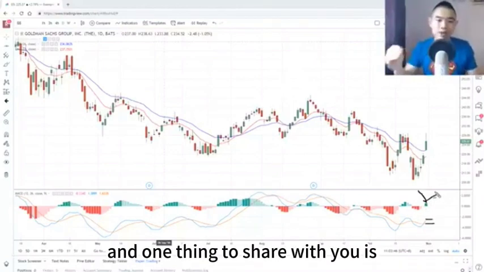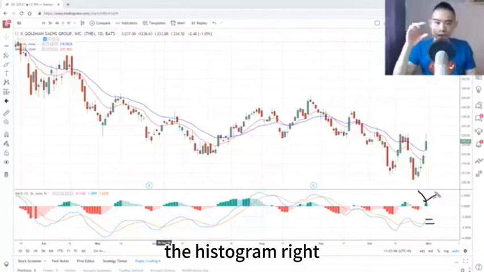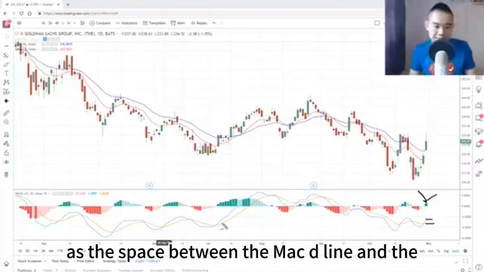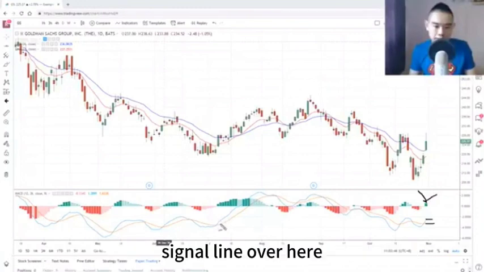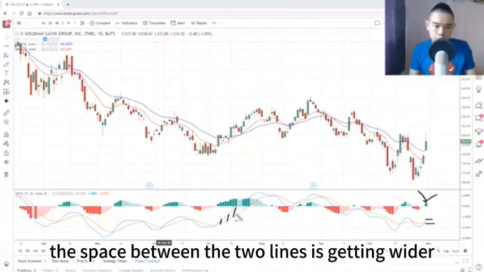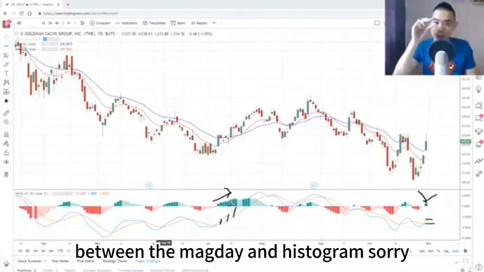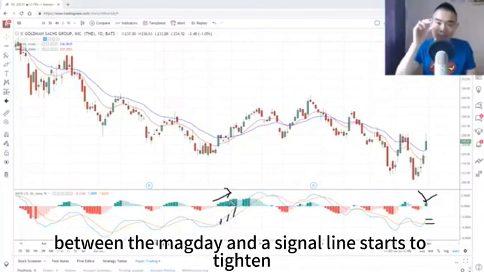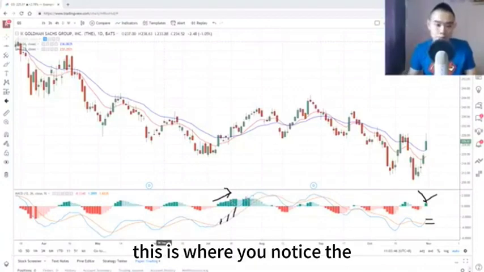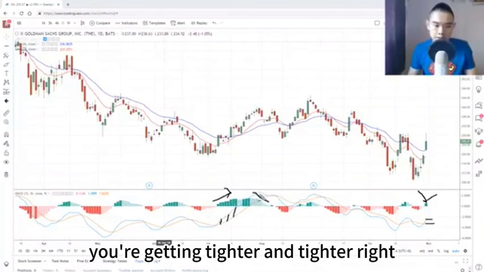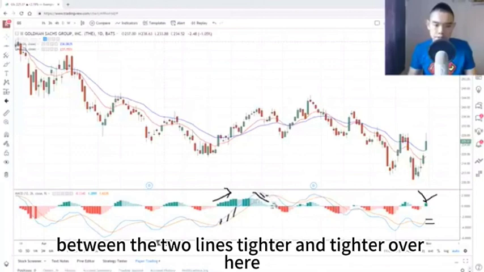Simple. And one thing to share with you about the histogram is that it measures momentum in the market. You can see that as the space between the MACD line and the signal line gets wider, the histogram starts to slope up. When the space between the MACD and the signal line starts to tighten, the histogram starts to slope down. Notice the space getting tighter and tighter between the two lines.